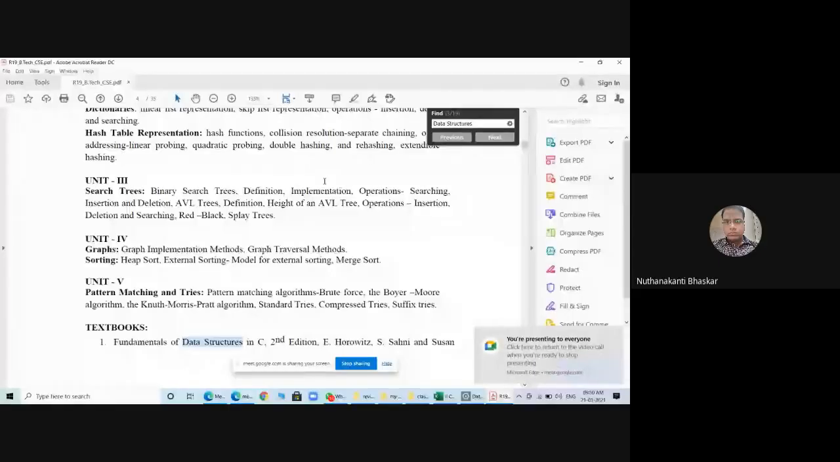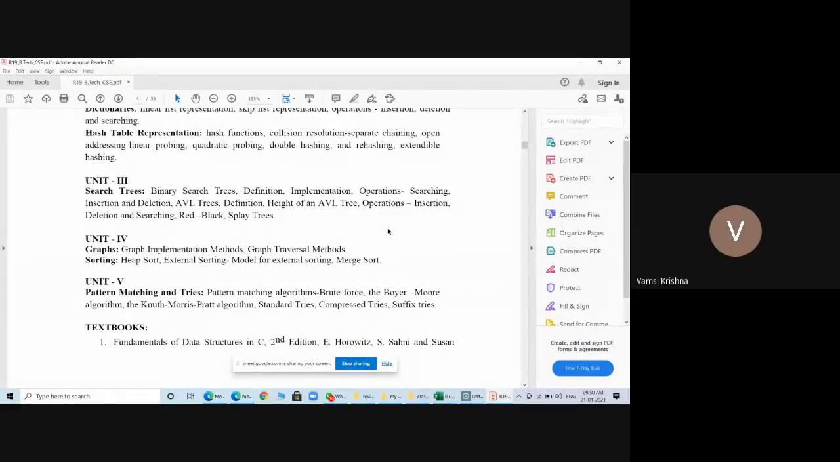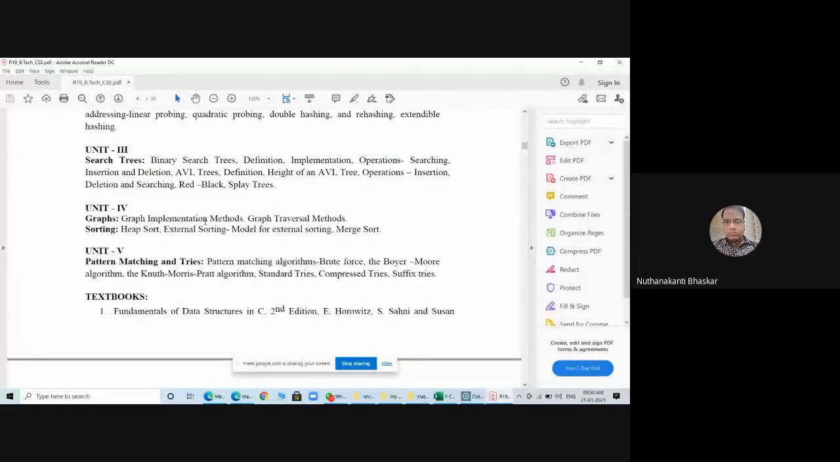Before starting the fifth unit, I will show the syllabus. We'll check the syllabus. Is it visible? The screen is visible. Syllabus copy is visible now. If you observe the fourth unit, I am reading: graphs, graph implementation methods, graph traversal methods, and sorting, heap sort, external sort, that is the model for external sorting, that is two-way sorting and n-way sorting, and merge sort.